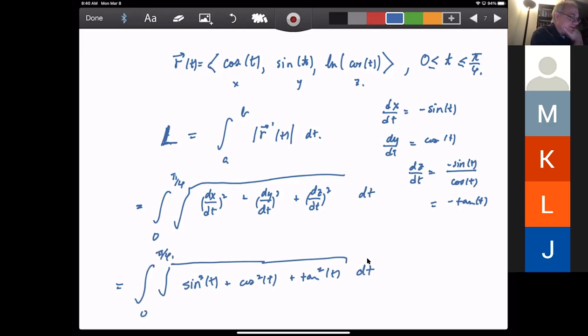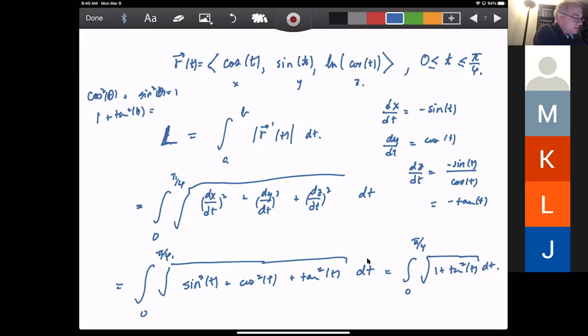Now sine squared plus cosine squared is 1. And if you remember the trig identity, cosine squared theta plus sine squared theta is equal to 1, you can divide through by cosine squared to get 1 plus tangent squared is equal to secant squared. So 1 plus tangent squared is the secant squared. So this is really the integral from 0 to pi over 4 of the absolute value of secant.